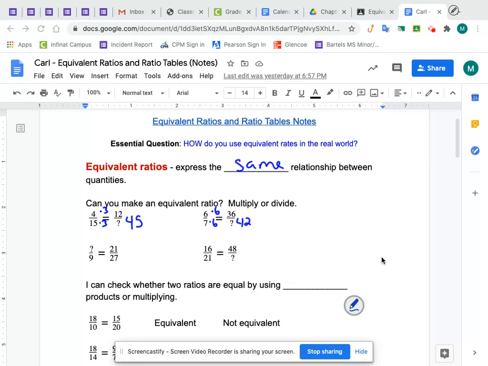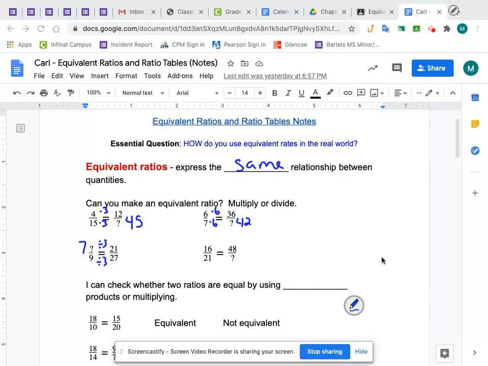And on the bottom here, I'm given a question mark in my first fraction. So I need to go backwards. If I'm working backwards, I should try to divide 27 back to 9. Well, that's divide by 3. So I'm going to divide by 3 on the top and the bottom to figure 7 is my answer there.